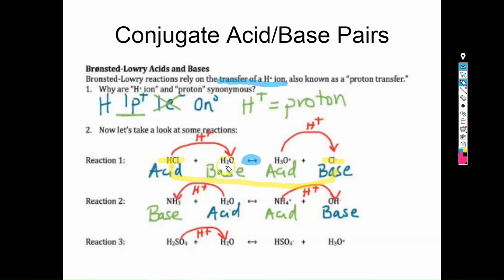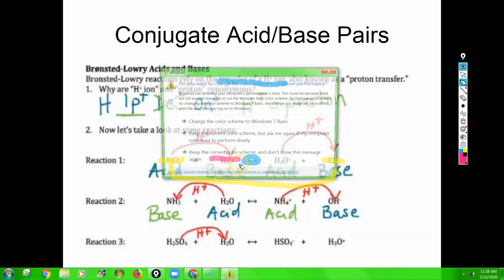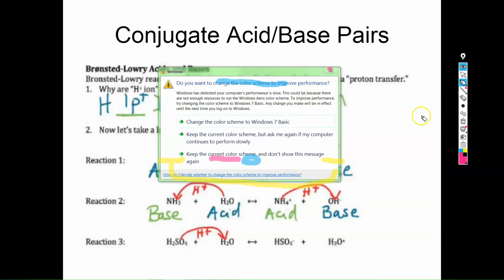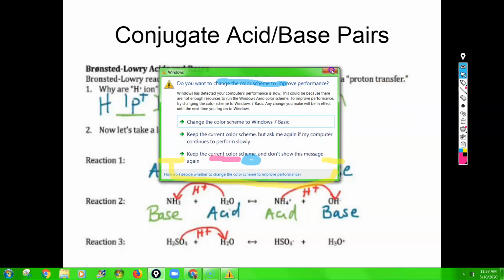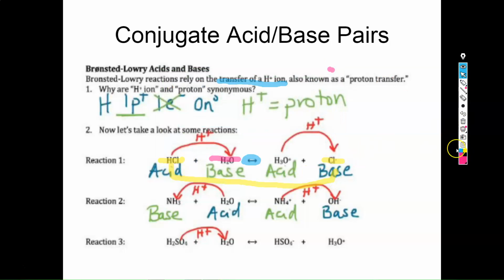So in this case, water was acting as the base because water is more basic than hydrochloric acid. So water is receiving the hydrogen. So water receives the hydrogen, and then water becomes an acid because it has more hydrogen. So we have another conjugate acid and base pair.